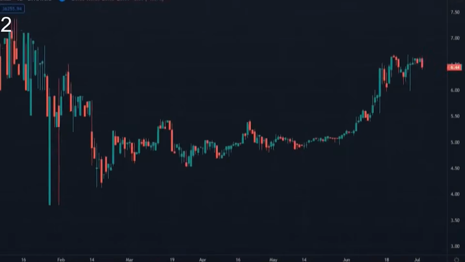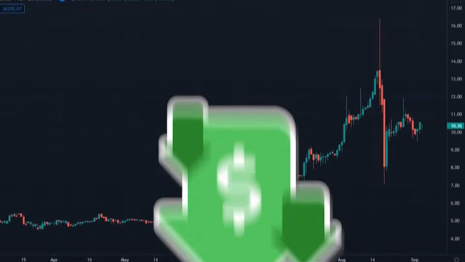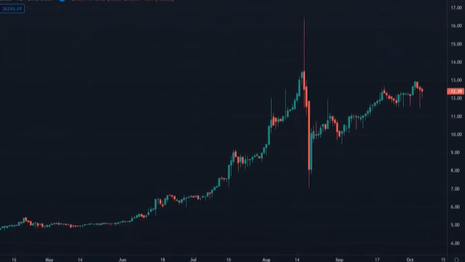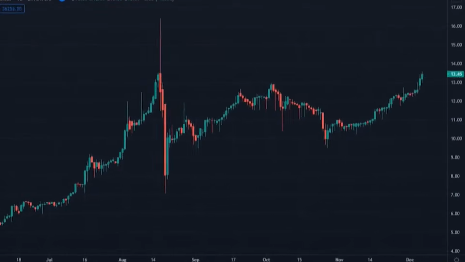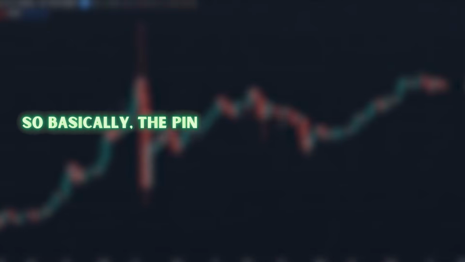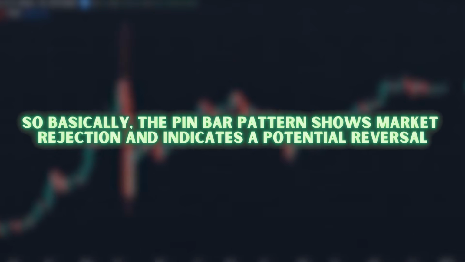Whenever you see pin bar candles on the chart, it means that sellers were initially dominating, pushing the price down, but then buyers came in, rejected those lower prices, and managed to bring the price back up before the candle closed. So basically, the pin bar pattern shows market rejection and indicates a potential reversal.